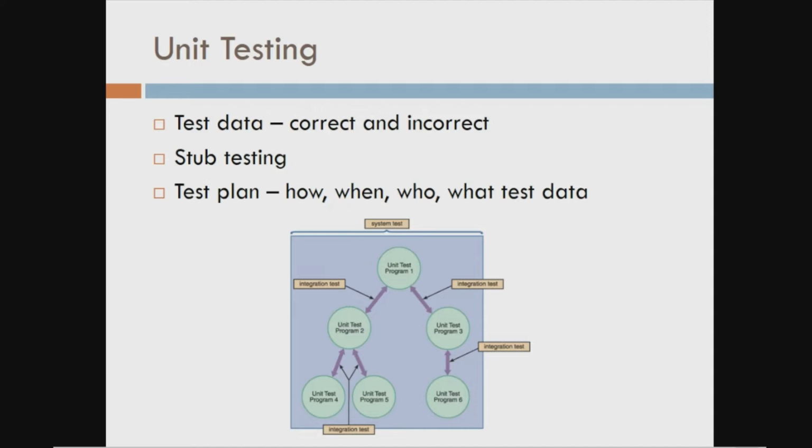In the unit testing, we have the test data. For the test data that we use, we need to identify whether it is correct or incorrect data. Let's say the user enters some data using the input interface. We need to test whether the data inserted by the user is the same data that is captured in our database. So this is the process of test data.